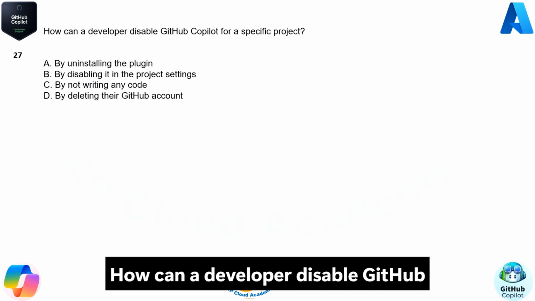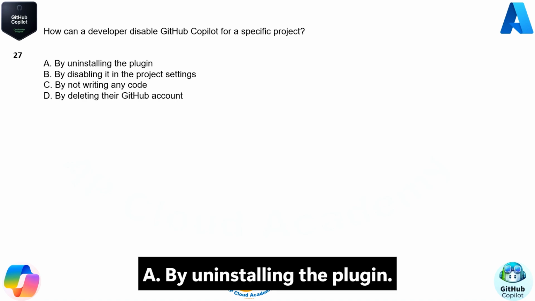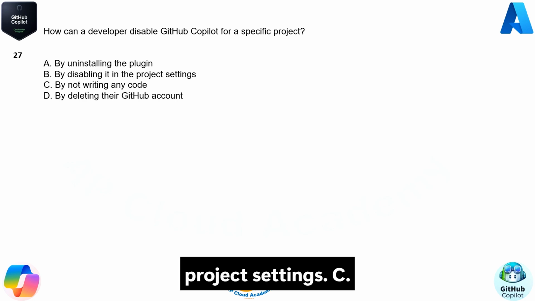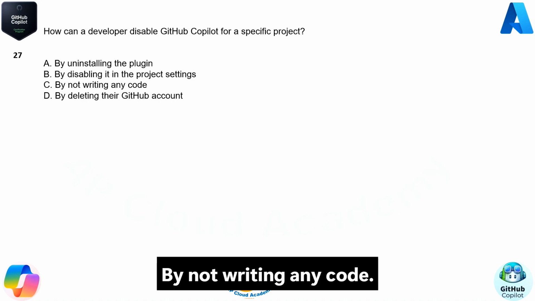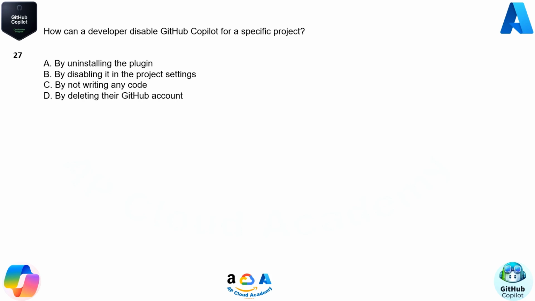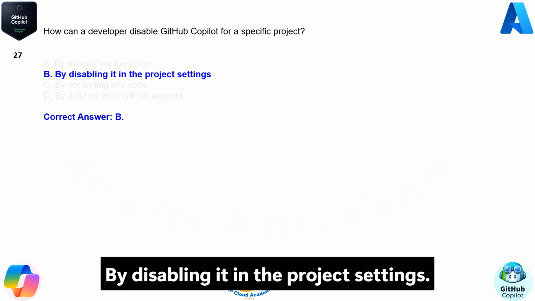How can a developer disable GitHub Copilot for a specific project? A. By uninstalling the plugin. B. By disabling it in the project settings. C. By not writing any code. D. By deleting their GitHub account. Correct answer, B. By disabling it in the project settings.